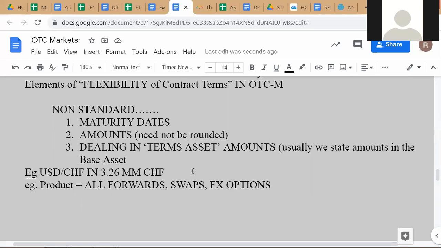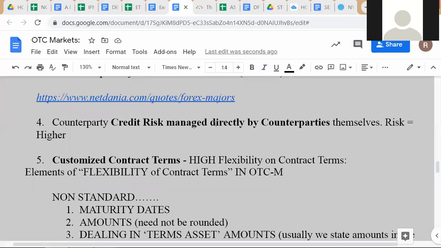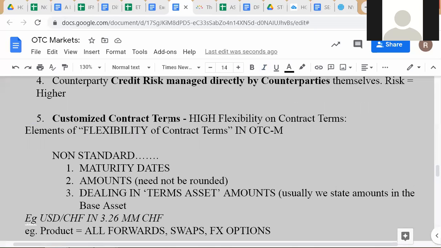So you can do all this stuff. You can have non-standard maturity dates, amounts. You can deal in terms asset amounts. Okay, all these things are allowed. And that's basically the idea. So this is the advantage of OTC markets. The two most important features of OTC markets, and once you understand this, then you will also understand the contrast with ET markets, are these two.